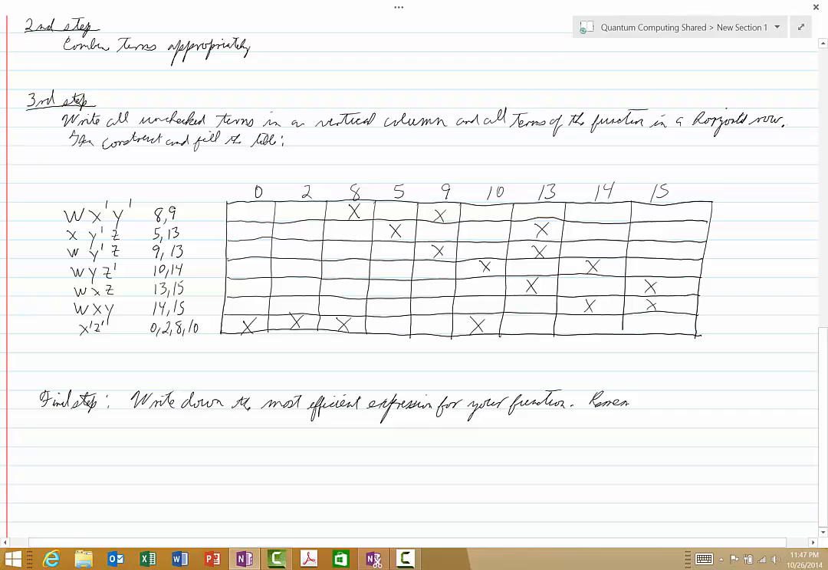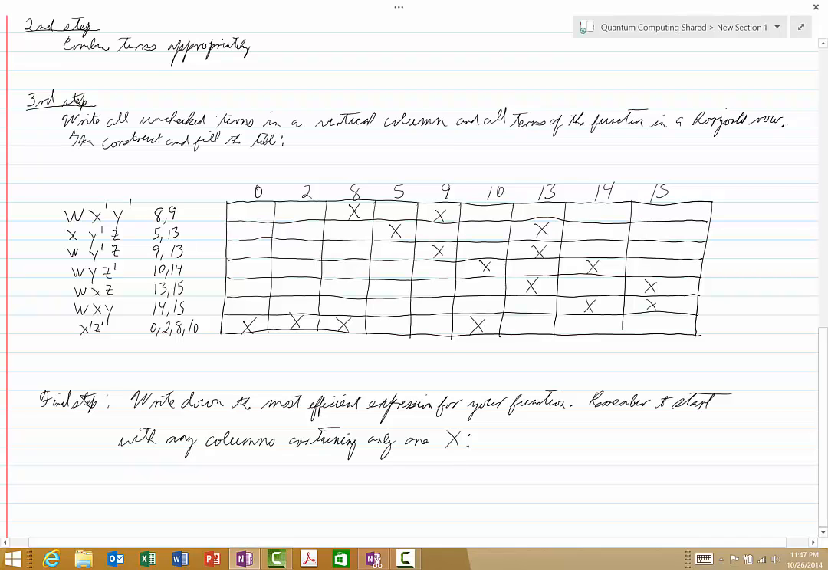Remember to start with any columns containing only one X. Now, what does that mean? Well, the idea here is that our original function had these terms in it: 0, 2, 8, 5, 9, 10, 13, 14, and 15. So our final expression must also contain all of those numbers.